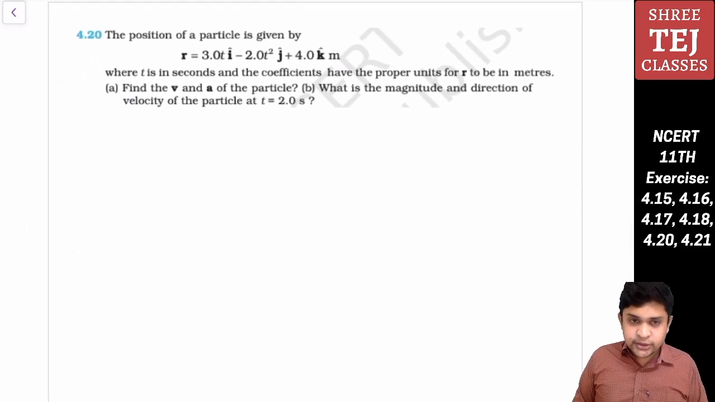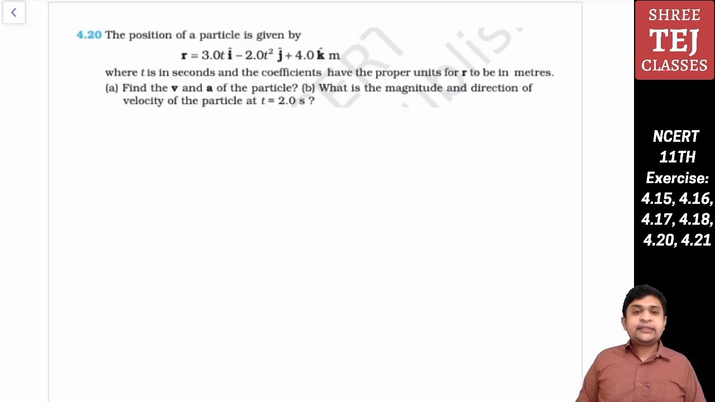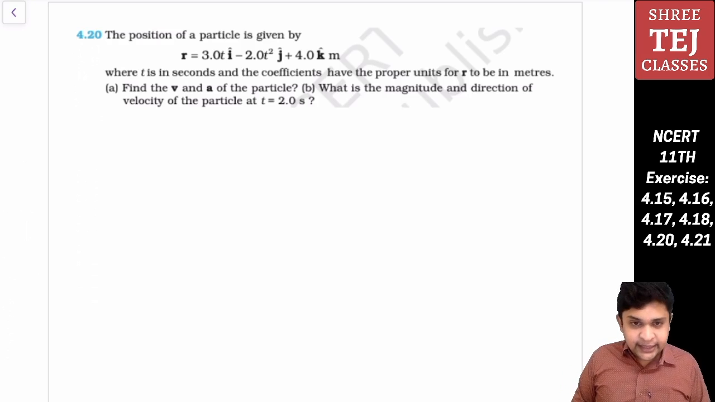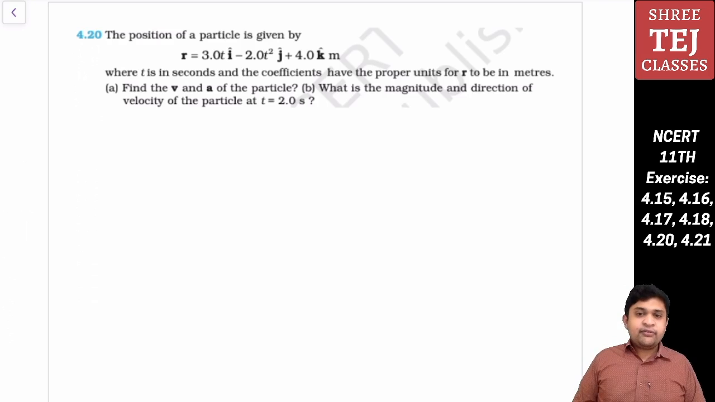Question 4.20. Position of a particle is given by r equal to 3.0 t i cap minus 2.0 t square j cap plus 4.0 k cap meters, where t is in seconds and coefficients are in proper units, and r is in meters. We have to find velocity vector and acceleration vector, and we have to find magnitude and direction of velocity of the particle at time t equal to 2 seconds.